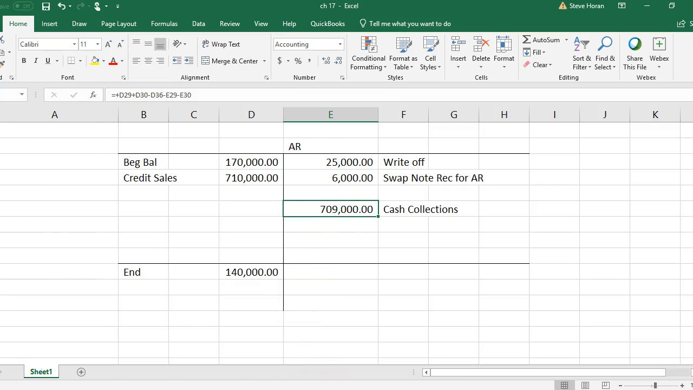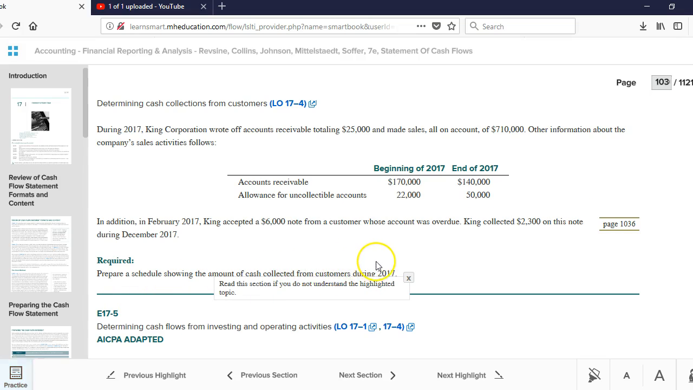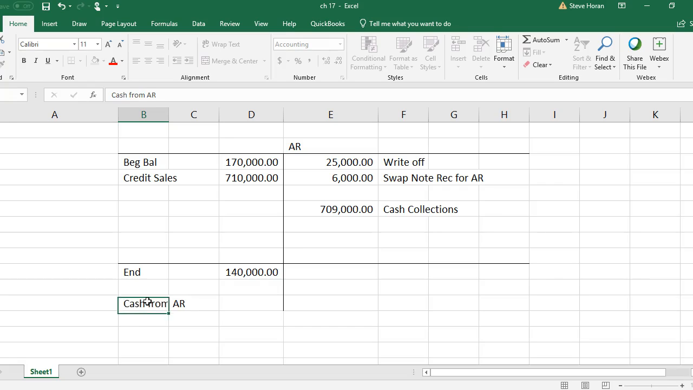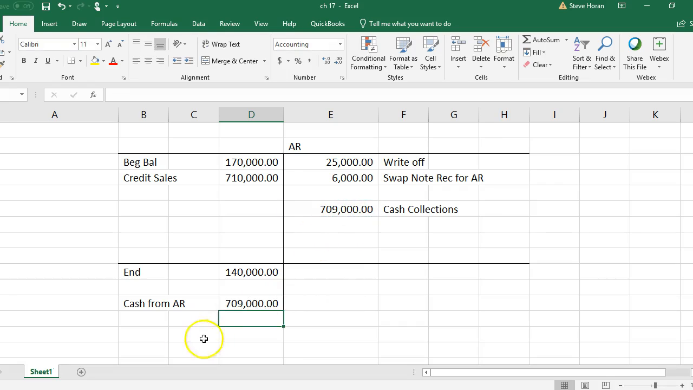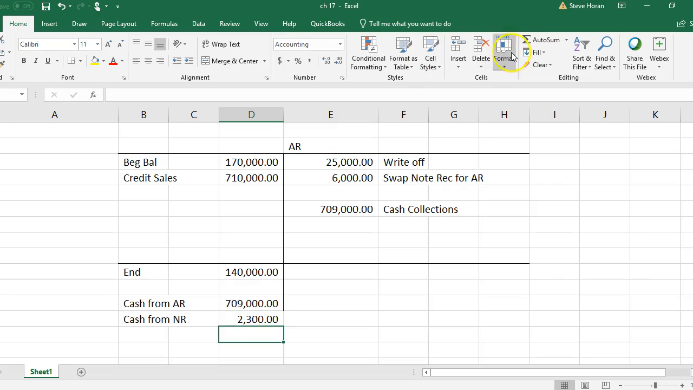However, they gave us the twist, and based on that swap of that note, we also collected $2,300 on that. So the question is, what was the amount of cash collected from customers in 17? Well, 709 is a start, so cash from AR is a start. That's the 709. Let me just bring this number down. Well, we also collected from the notes. So cash from note receivable, and that was 2,300. And the sum of the two then is the answer: 711,300. So that's my total answer.